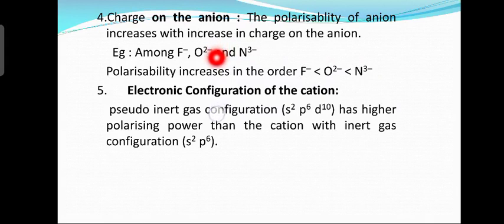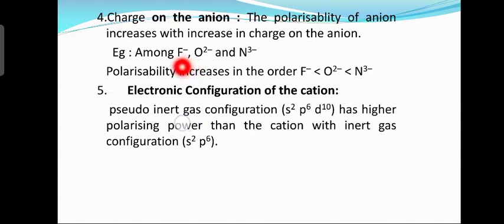Fourth point is charge on the anion. The polarizability of the anion increases with increase in charge on the anion. You know that as the size of the anion increases, the polarizability increases. So polarization of the anion increases with the charge also.